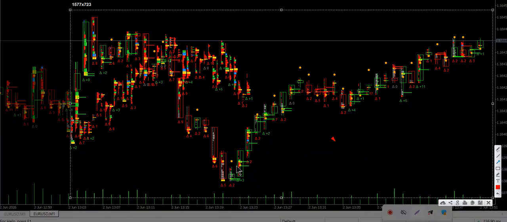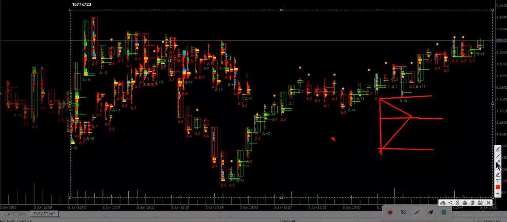Then these are the volume clusters, and here the yellow colored cluster, the largest cluster, is the POC. And because earlier we have just discussed that in the candle there are sections, value area high, value area low, and this one is the POC.